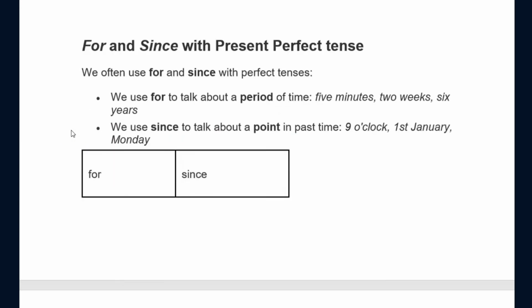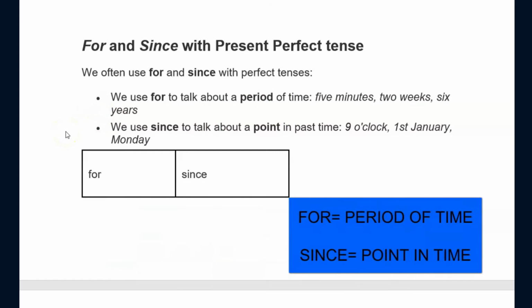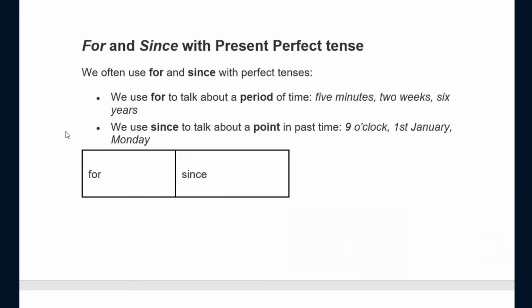I often hear this mistake, a very common mistake with for and since, and students get confused. Put very simply, use for when you're talking about a period of time or range: 5 minutes, 2 weeks, 6 years. We use since to talk about a point in the past, that specific point, specific time: 9 o'clock, January 1st, Monday.